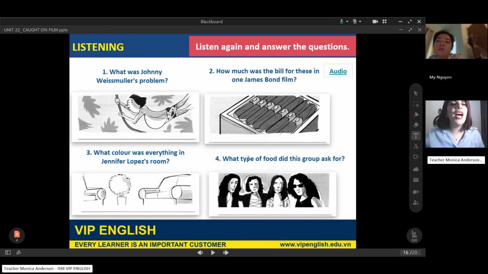Very good, perfect. Okay, well, so what was Johnny Weissmuller's problem? He had to lose weight. Of course. He was fat. And number 2, how much was the bill for this James Bond film? For cigars, 3,000. 3,000 what, teacher? So the bill for cigars.